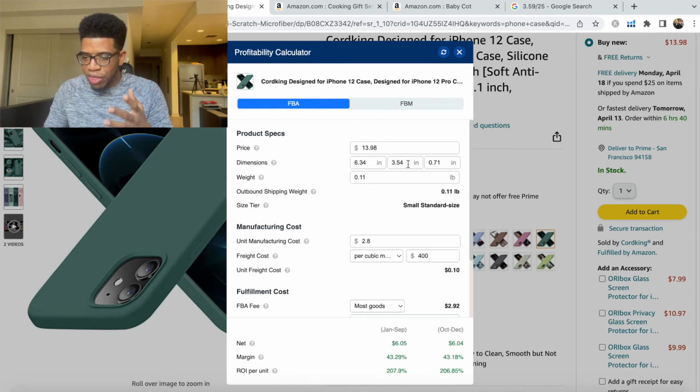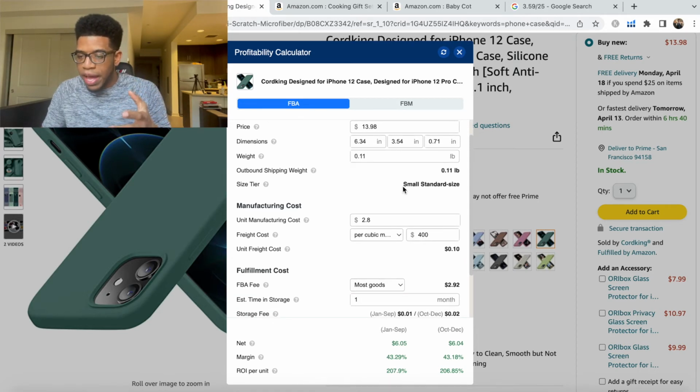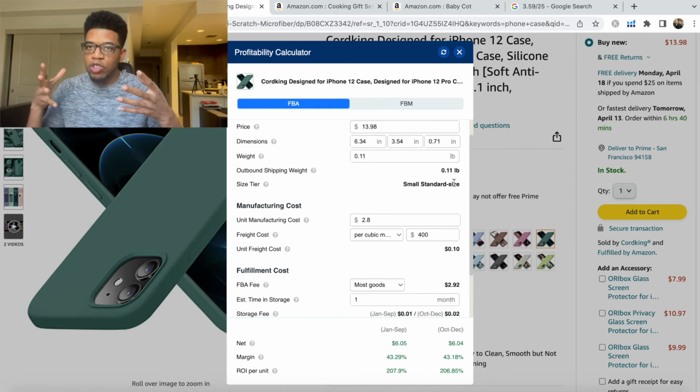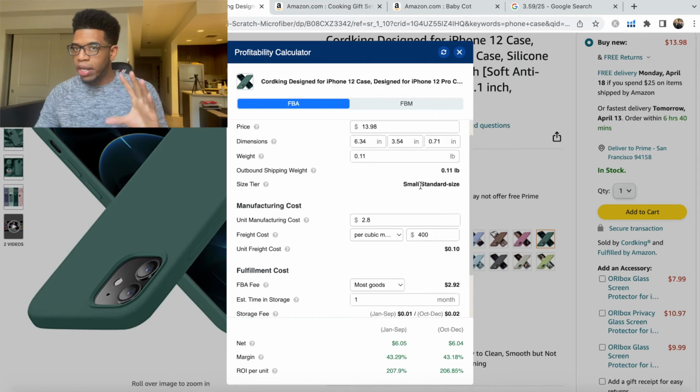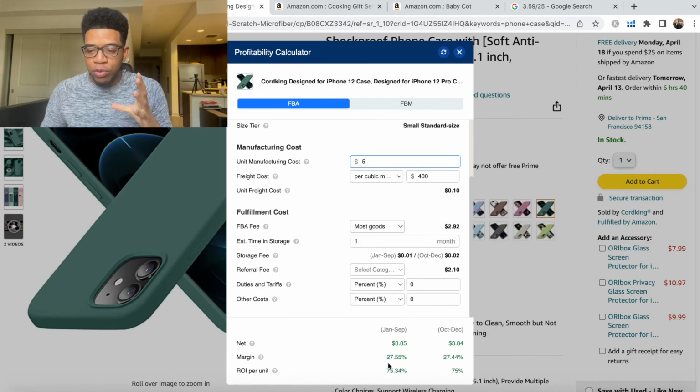It's 6 by 3 inches by 3.5 by 0.71. We have the specific weight of the item. And with that, it's going to be in the small standard size tier, which is once again where most products will fall. But if you have a huge product, it will be outside of this tier. So if we have a $5 priced item, with the FBA fee staying the same and the referral fee staying the same, the profit margins are 27%. Now, if we were to go back down to the unit costing $3 to manufacture, our profit margins are a lot better, and we have 41% profit margins.